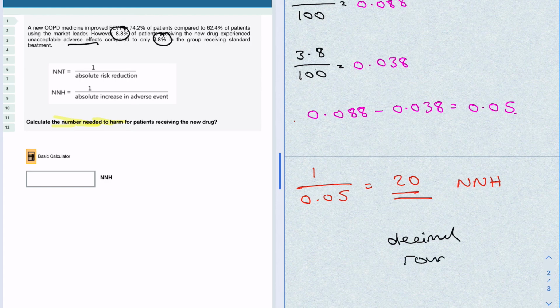Now, this is very important, and there is a lot of information and literature out there explaining why with number needed to harm we tend to round down, and when we're dealing with number needed to treat we round up. It's just something that you're going to have to learn. Should this question turn up, then you should be aware that if you get a decimal answer, round it down to a whole number. If you get a number needed to treat question and it's a decimal answer, round it up.